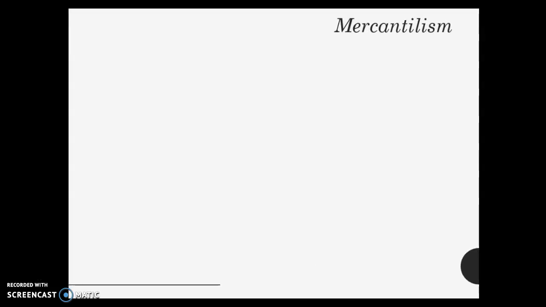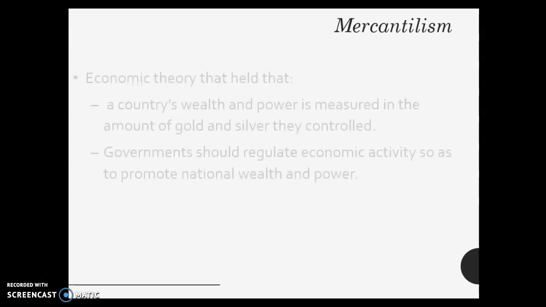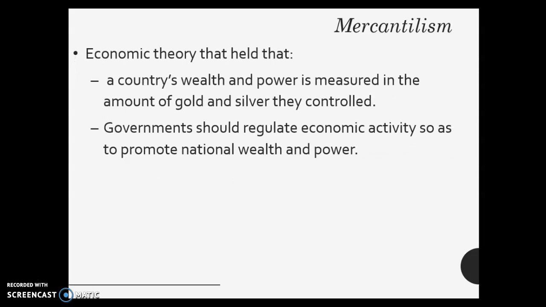So let's start with mercantilism. Mercantilism was the dominant economic theory at the time that the governments of Europe adopted. It argued that wealth and power is measured by gold and silver, precious metals, and the more you have, the better. So the way they saw this is government should regulate economic activity. This is the opposite of free trade. This is heavy government involvement in trade. The idea was the goal for the government is to make the country as rich and powerful as possible.